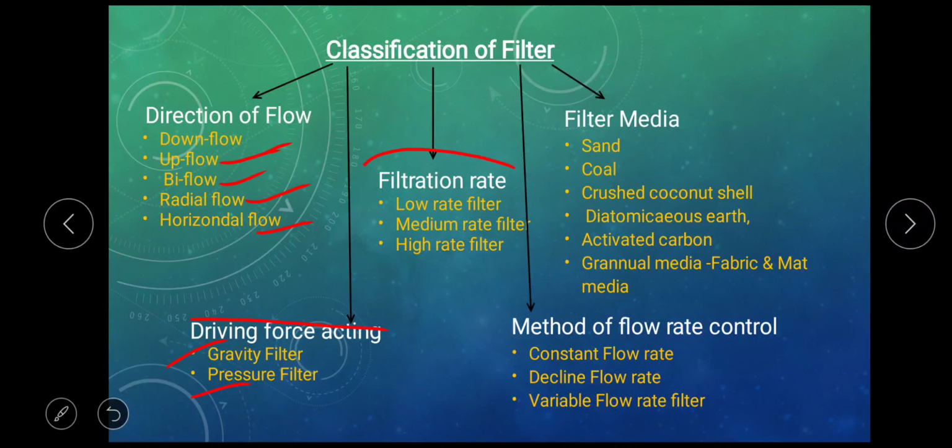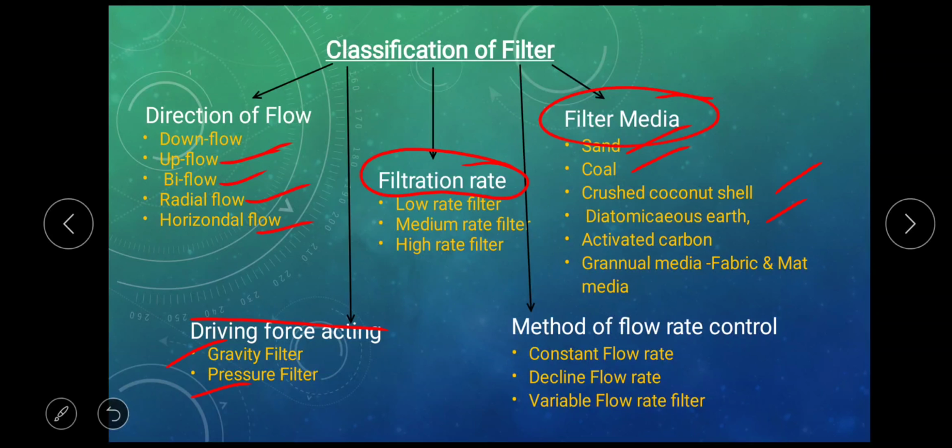Filtration rate is also one of the important parameters to classify the filter. It can be a low rate filter, medium rate filter, or high rate filter. In a low rate filter, the filtration rate is very low and may vary from 0.1 to 0.2 meter per hour. Based on the filter media, it can be a sand filter, coal filter, crushed coconut filter, diatomaceous earth filter, activated carbon filter, granular media filter, etc.